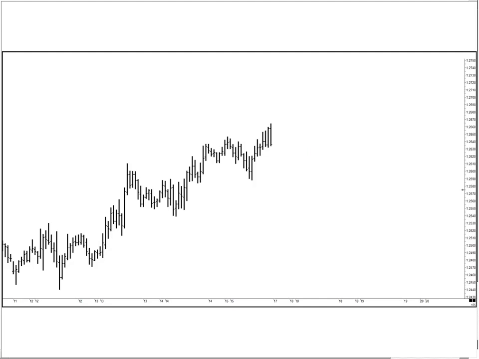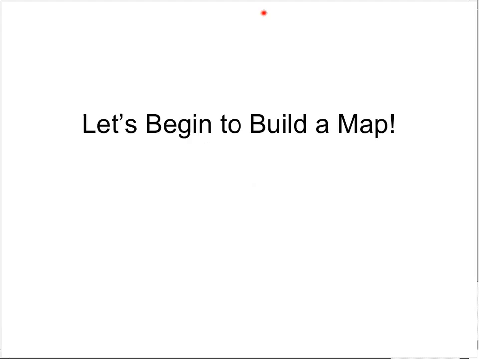So I'll start with a chart like this, and I think you should start with a chart like this. And let's see, I'll show you what I think is important. So we're going to begin to build what we call a map, or a market map.